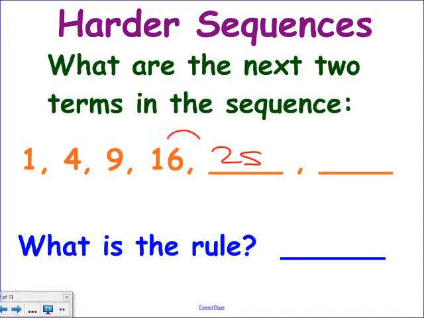You added 9. So basically, Amanda started it off. She said plus 3, plus 5, plus 7, plus 9. So the next one, plus 11. Yeah. So 11 plus 25.